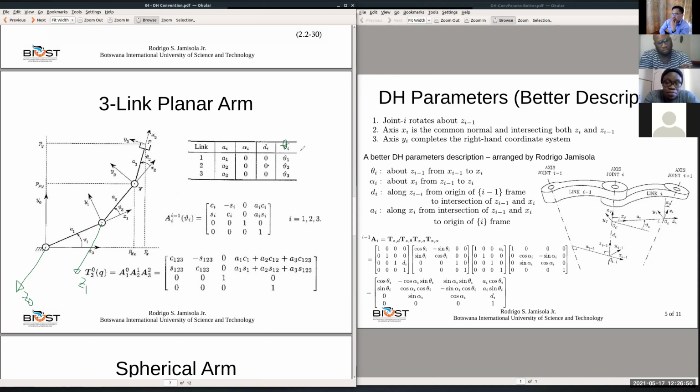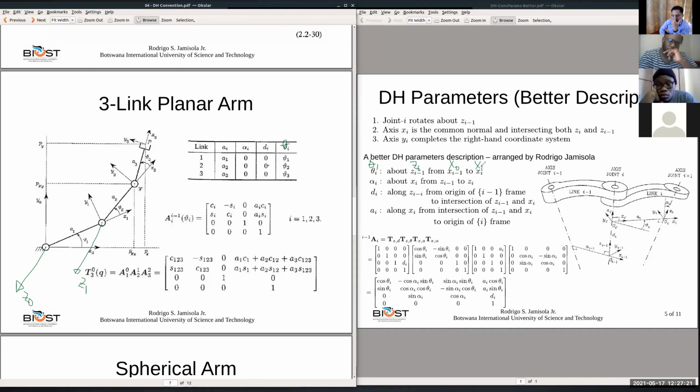What is theta I? Theta I is about theta 1. Okay, let's just write here. Theta 1 is about Z0 from X0 to X1. Okay, is that clear? The convention: theta 1 is rotation about Z0 from X0 to X1.